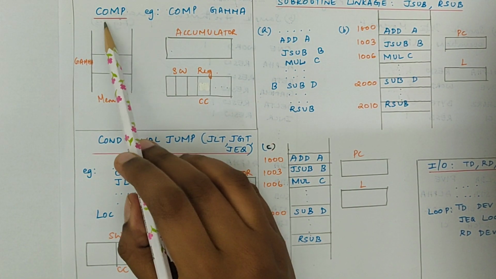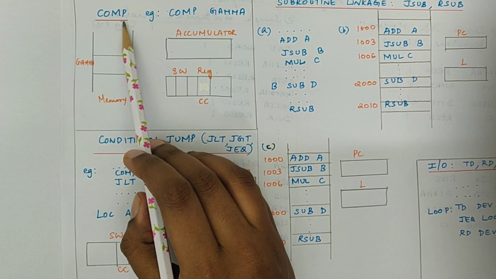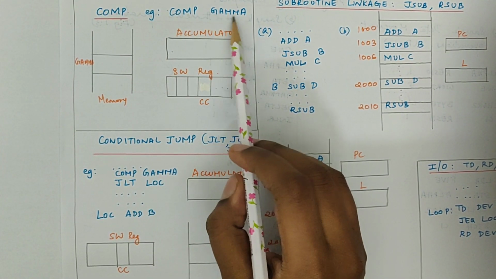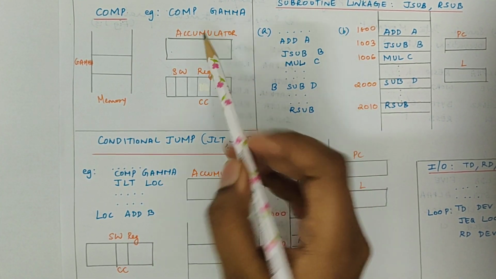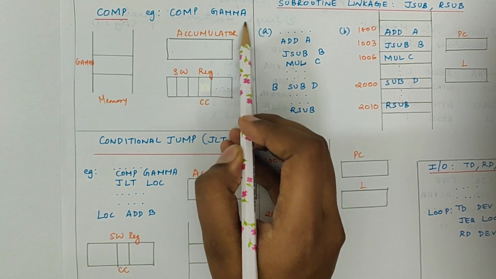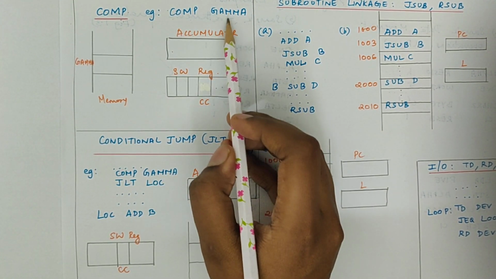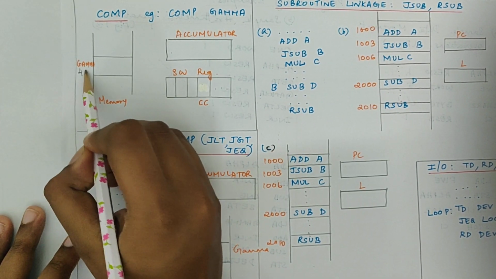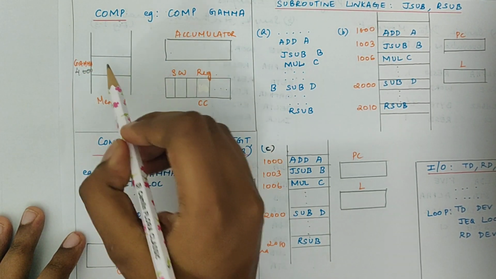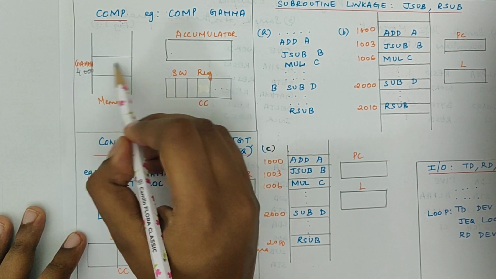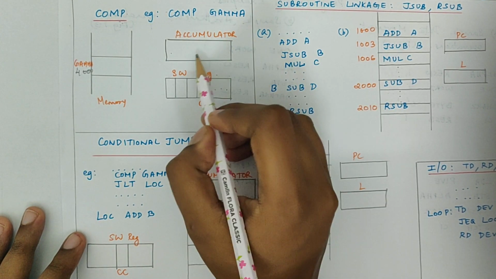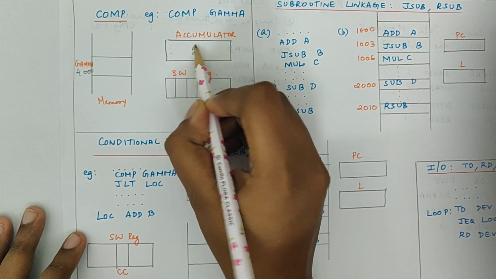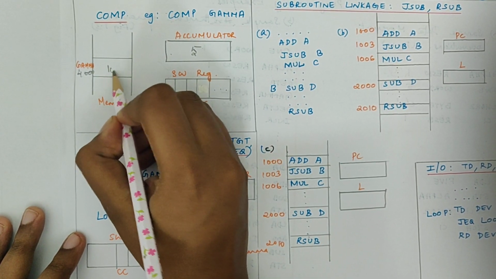The COMP instruction is used to compare the value of the accumulator register with some contents in memory. For example, if you have COMP gamma, this gamma is a memory location, the address of a memory location. So somewhere, say at address 4000, you have some value inside this memory location, and there is some value in the accumulator. Suppose the value of the accumulator is 5 and the value contained in memory is 10.